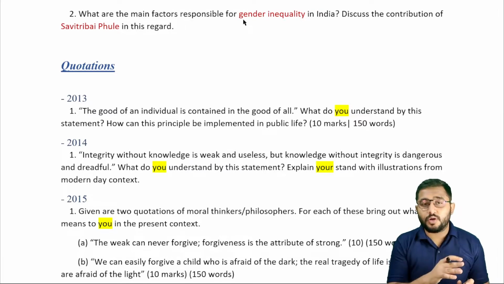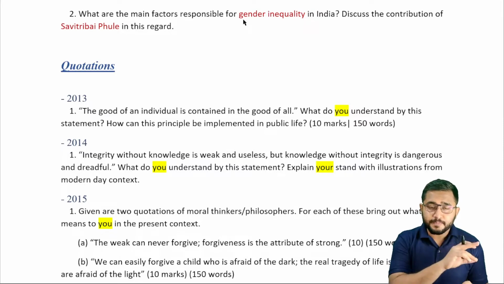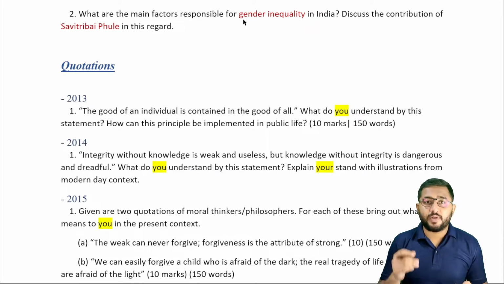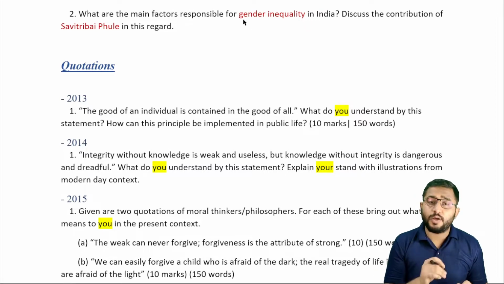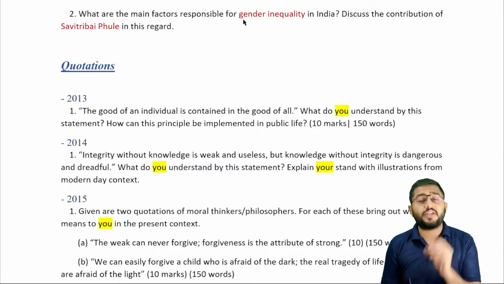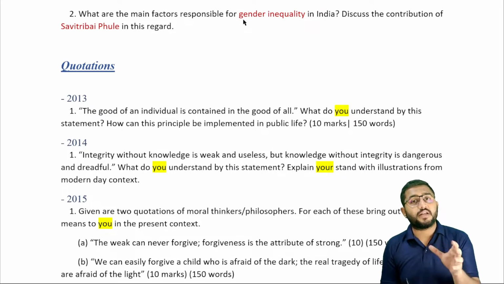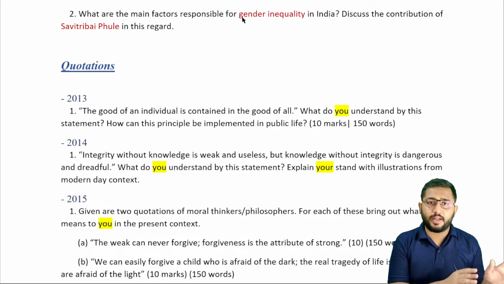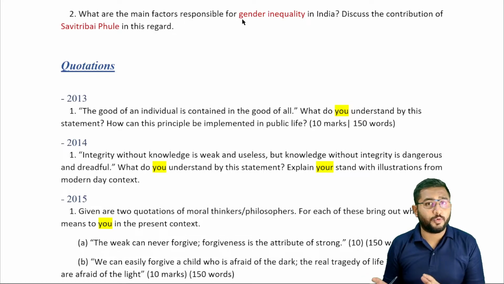But what I want you to understand here is that UPSC has made this convention where every year they have asked you at least one or more than one quotation-based questions, where you have to give your understanding of the quotations. They don't fall under any of the ethical values.